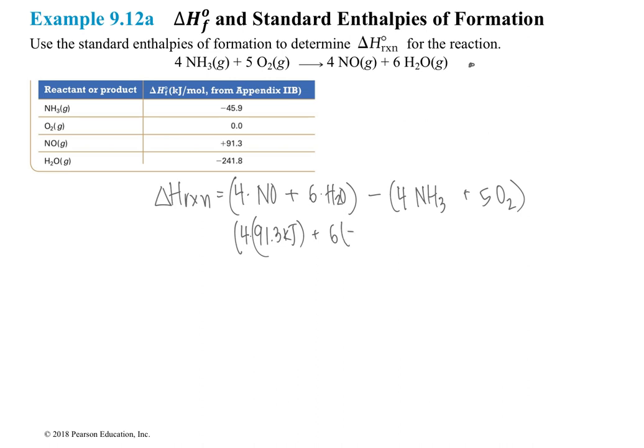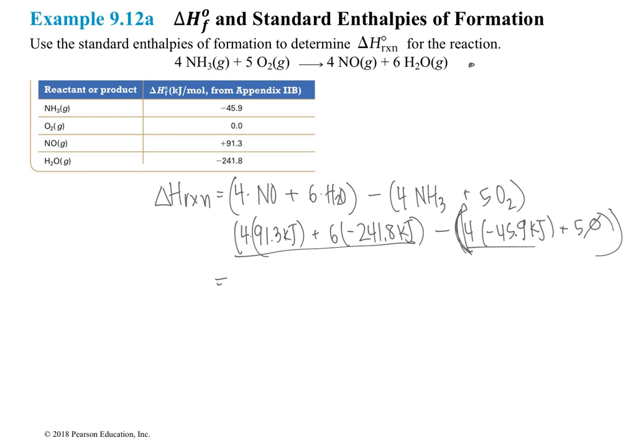Water is negative 241.8 kilojoules, minus 4 times ammonia. Now the key part here is making sure that you keep this whole thing in parentheses, plus 5 times 0, since oxygen is 0. So when we plug all of that in, and if you want, you can figure out the products, figure out the reactants, and then subtract them from each other.